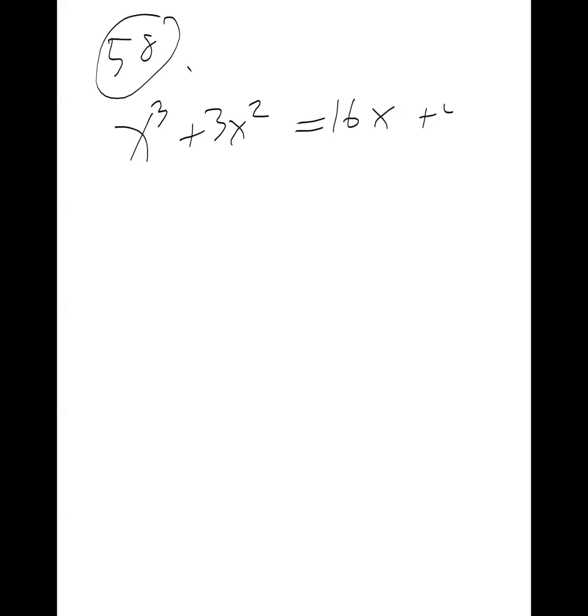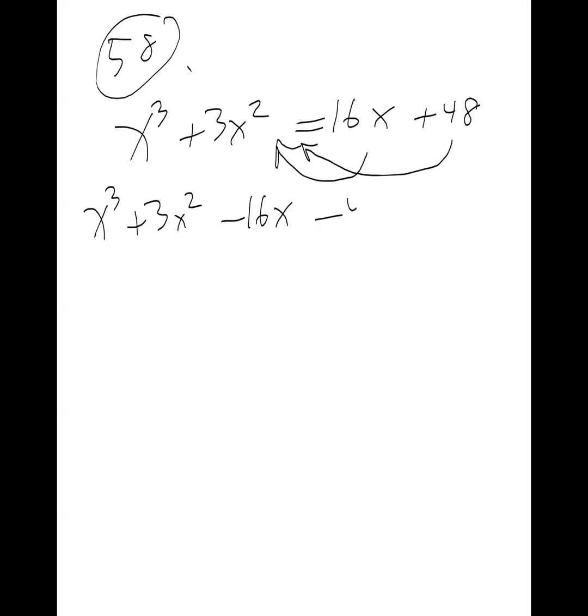X cubed plus 3x squared equals 16x plus 48. This is such a beautiful problem, we'd be ashamed to solve it. Not really. So we're going to move these 2 terms over to the left side, right? There we go. And then we're going to try to factor it by grouping again.